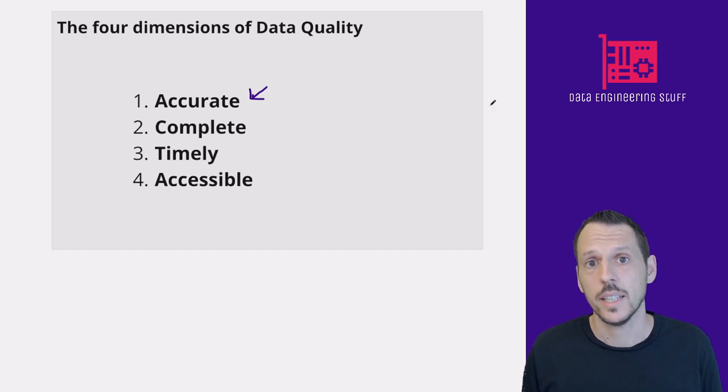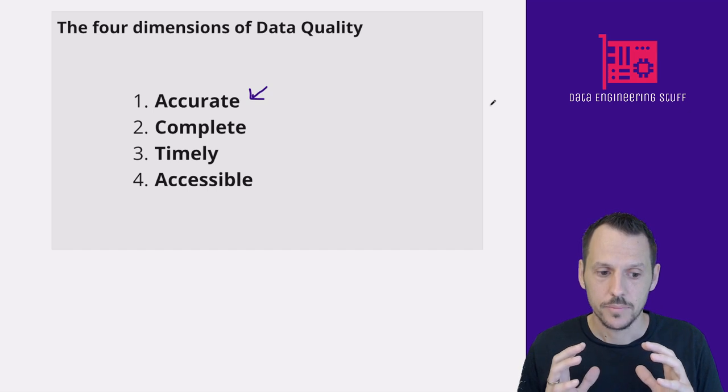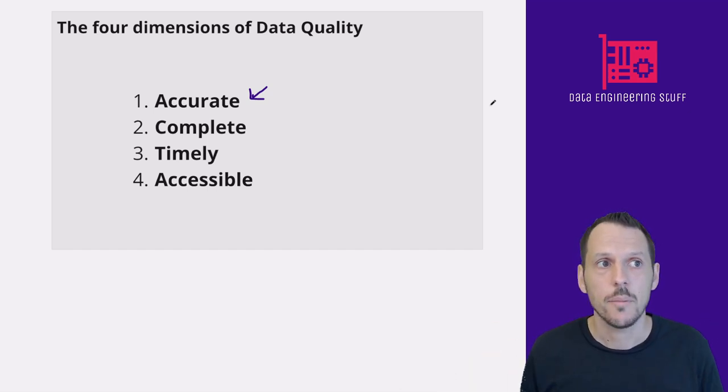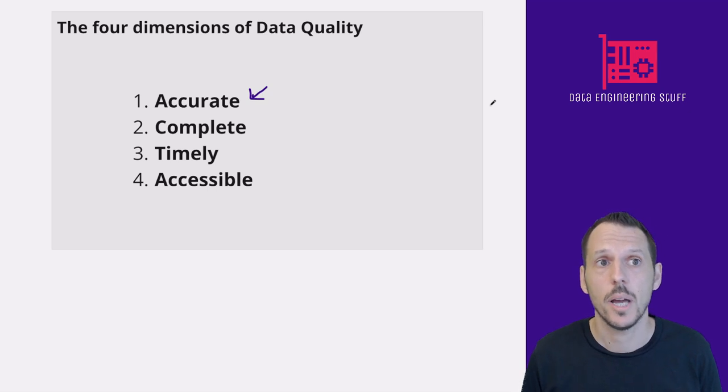Complete is the second one. This is about whether your data is capturing really everything. So for example, if you have a production line with products, is every product really captured in your data? Or perhaps do you have 10 production lines and one of them has no sensors on it, so you don't have that data?